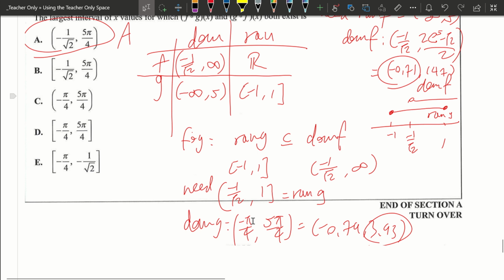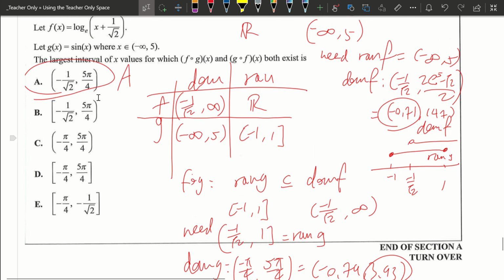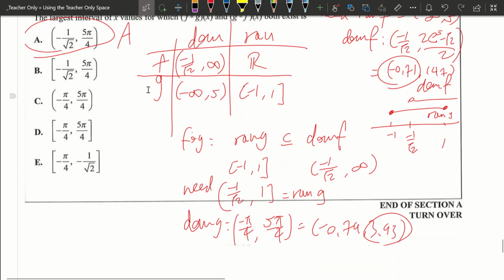So if you pick the wrong one, you may not see your answer agreeing with any of the options. So when you pick one of the infinitely many possible answers for the domain of G in FOG, you need to be slightly careful, look at the options and see which interval on your graph would give one of the options in the question.